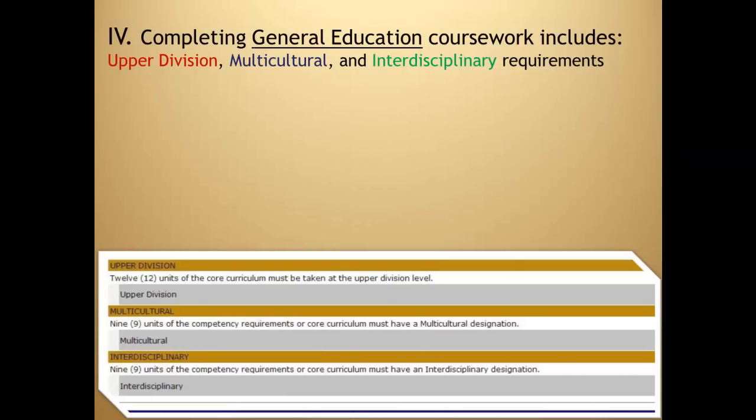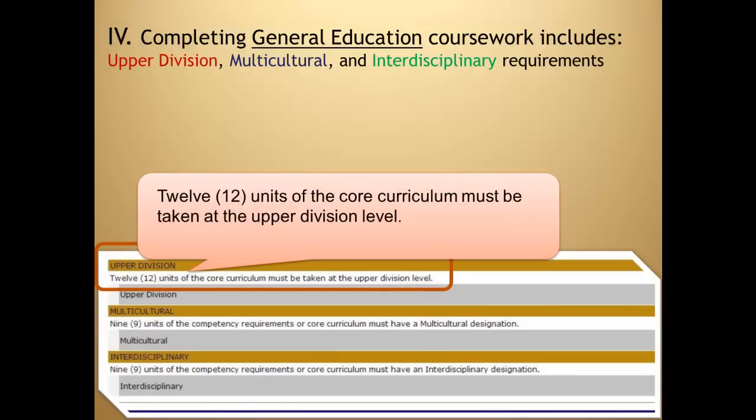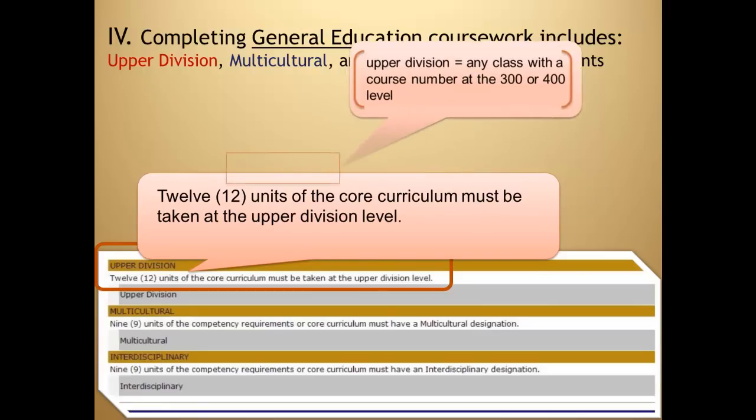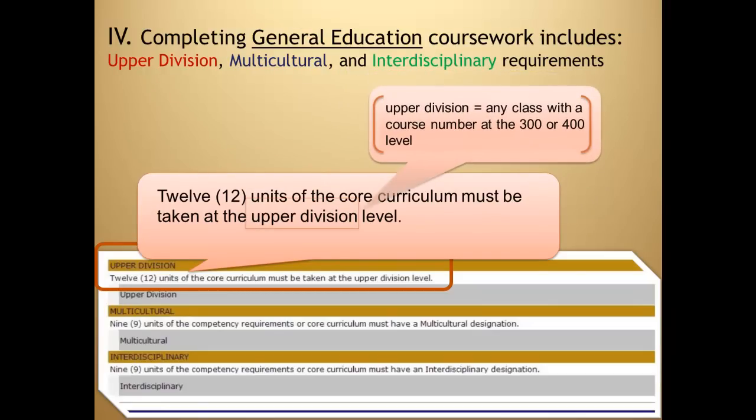There are 3 additional criteria that must be satisfied in order for general education to be entirely complete. These are found on your degree guide at the end of general education, and they are titled Upper Division, Multicultural, and Interdisciplinary. The Upper Division category requires 12 units from the core curriculum to be completed at the Upper Division level. Upper Division courses are notated as 300 or 400 level in their course number. It refers to junior or senior level coursework.